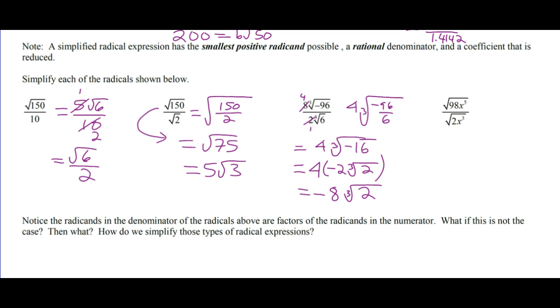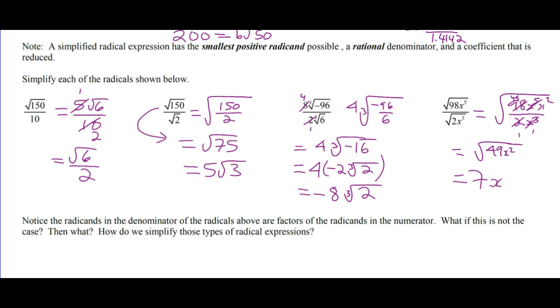Simplified coefficient, rational denominator. Okay, this guy, so we can either do it in 2 steps, 98x to the 5th over 2x cubed gives us the root of 49x squared, right? Or we could do that in one step. You could just look at that and say 98 divided by 2 is 49, x to the 5th divided by x cubed is x squared. Here we go, and the answer is 7x.